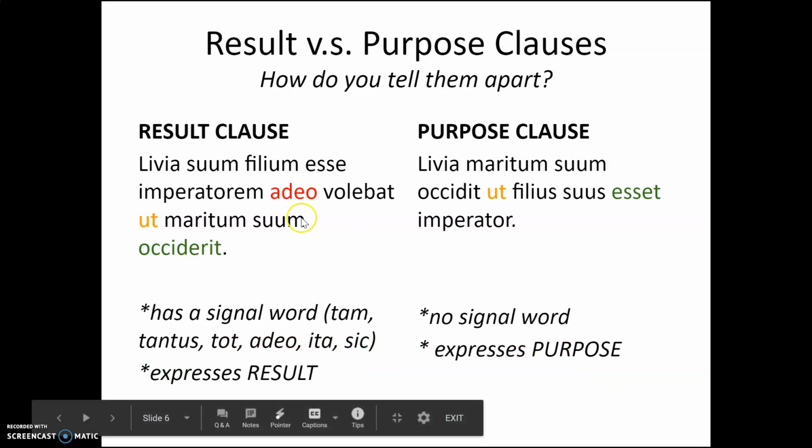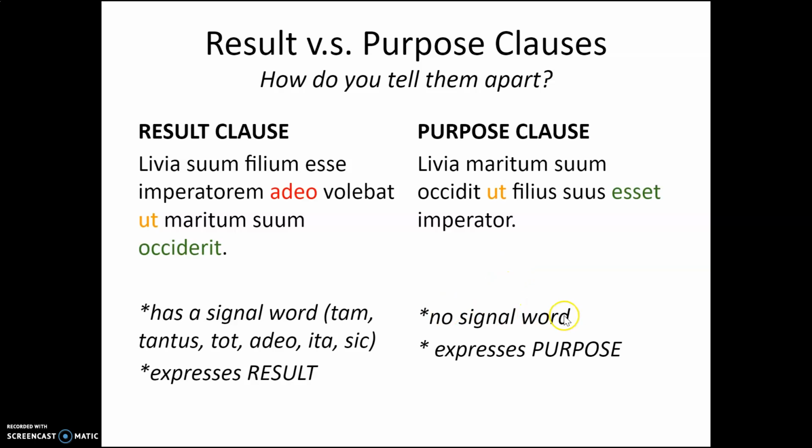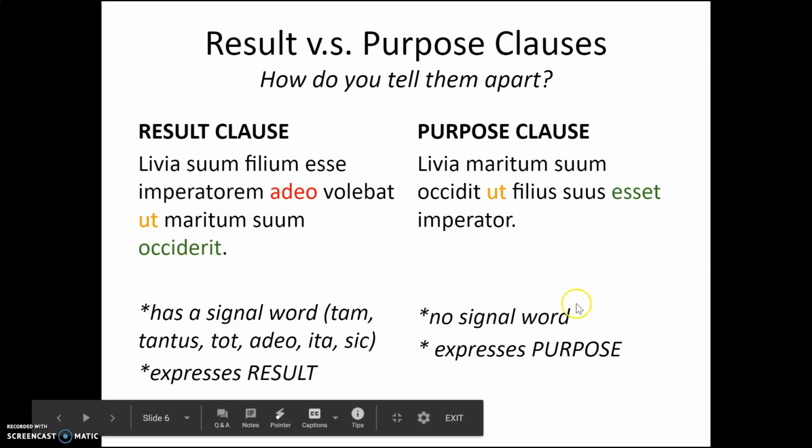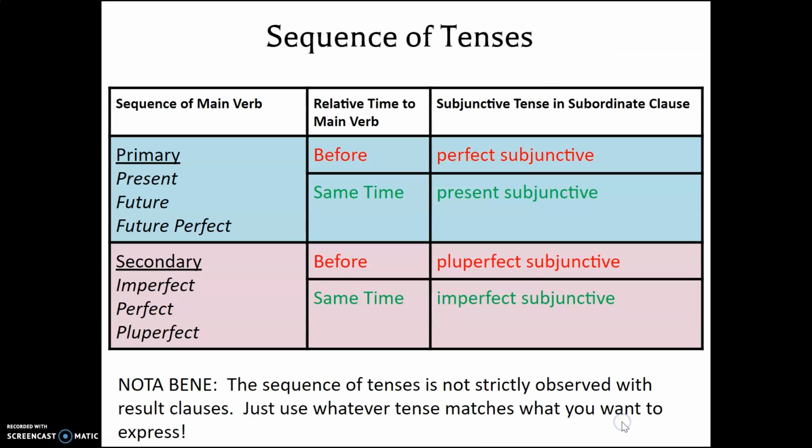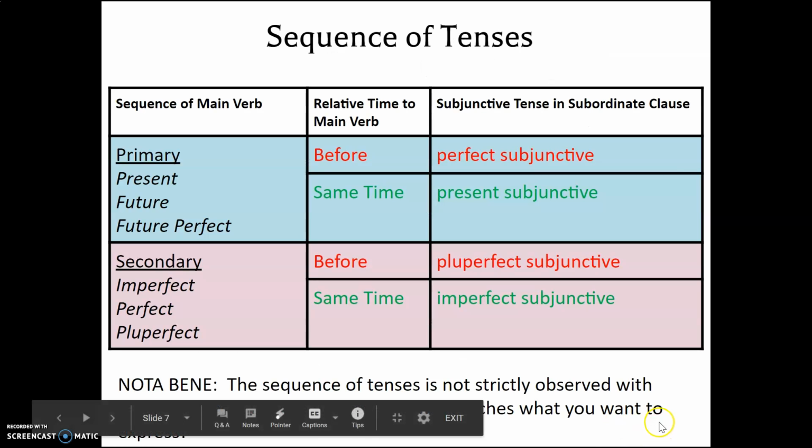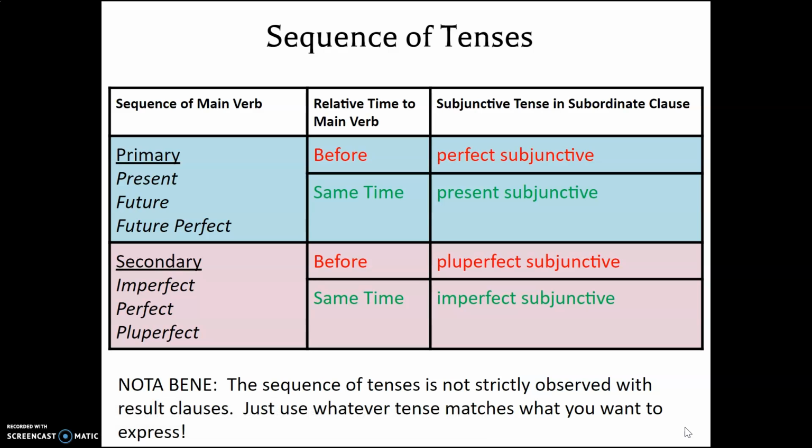All right, so just to review, the result clause, you're going to see our signal word, tam, tantus, tot, adeo, ita, sic, expressing a result, and a purpose clause has no signal word, and it's expressing the purpose of the main action. All right, sequence of tenses. So result clauses don't observe the sequence of tenses as strictly as some of our other constructions. So when you're composing, just use whatever tense matches what you want to express.